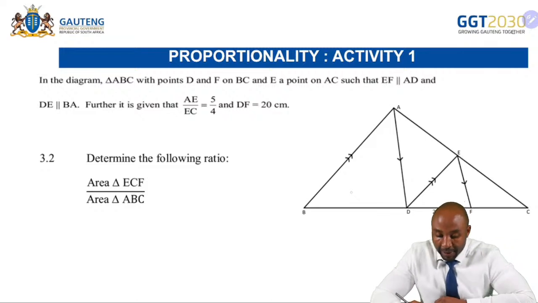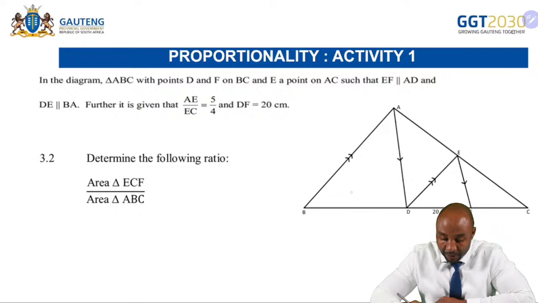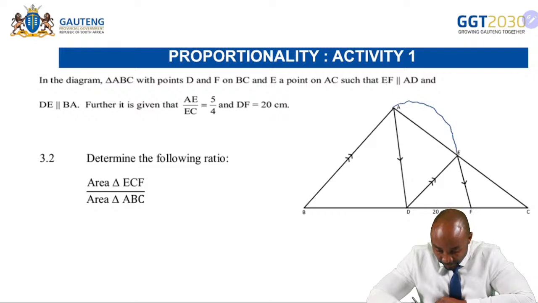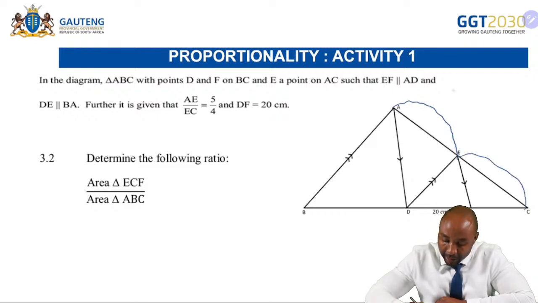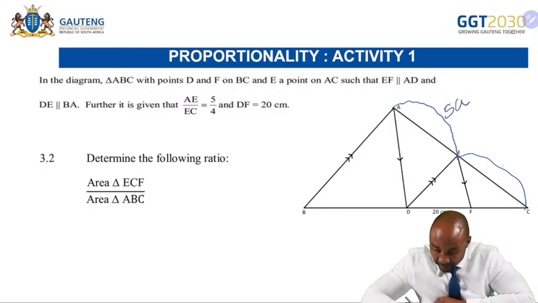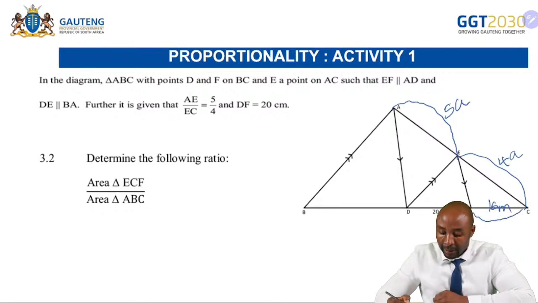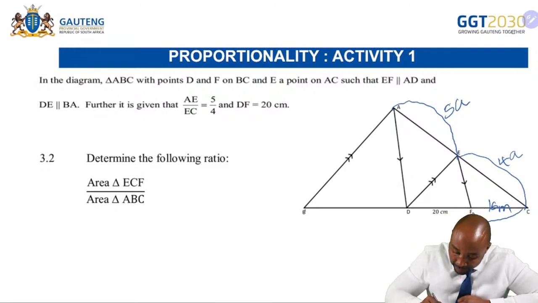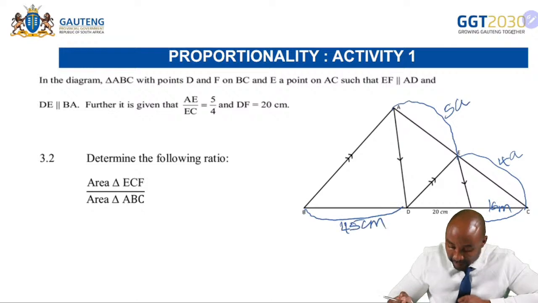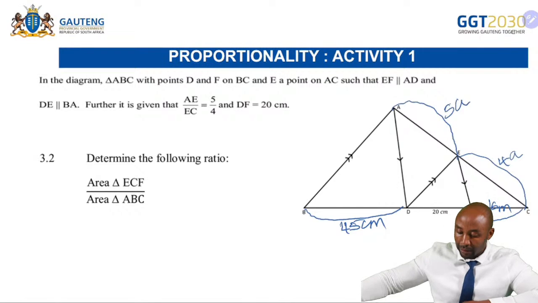Welcome back. I hope it was easier for us to quickly go over it. I'll quickly add the information that we're given and that we have calculated. We said our AE is 5A, our EC is 4A. FC, we calculated and we got 16 centimeters. Now, we calculated BD and got it as 45 centimeters. It is important that we always add information to our diagram.